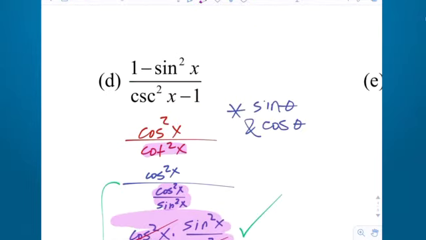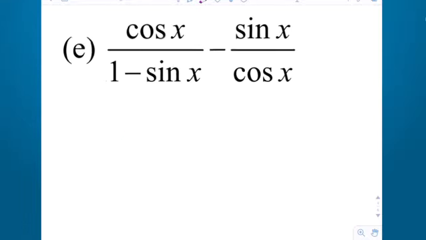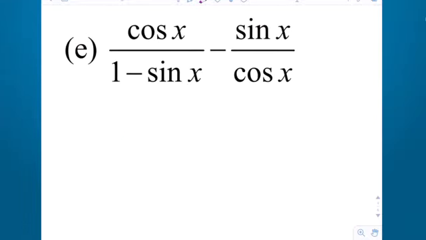Okay. Letter E for elephant. I'm going to let you do this one on your own. And I'm going to give you a minute to struggle with it, and then we'll come together.